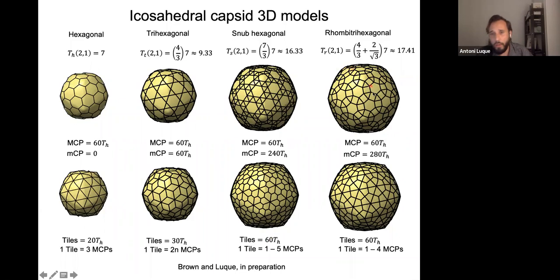The rhombic trihexagonal, the same. You have more minor capsid proteins because of the additional shapes. And then on the tiles, you have 60 times T tiles. These tiles are kites, and they could be formed with one protein. It's hard to think, but if you have the proteins configured properly, as we saw before, for example, 3 or 4, you could form this shape.